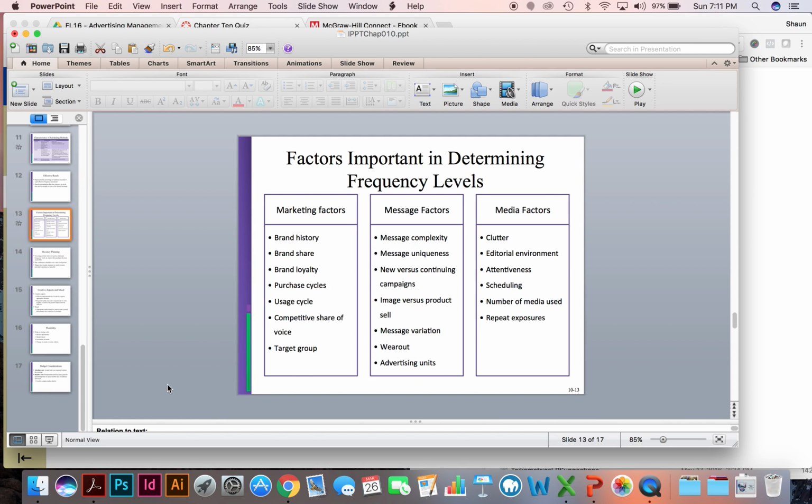Purchase cycles, usage cycles, and competitive share of voice in the target group are all factors that affect this. Message factors: how complex your message is, how complex your product is, image versus product sell, wear out, and message variation. Some media factors: clutter from other advertisers, editorial environment, attentiveness, scheduling, and the number of media used.